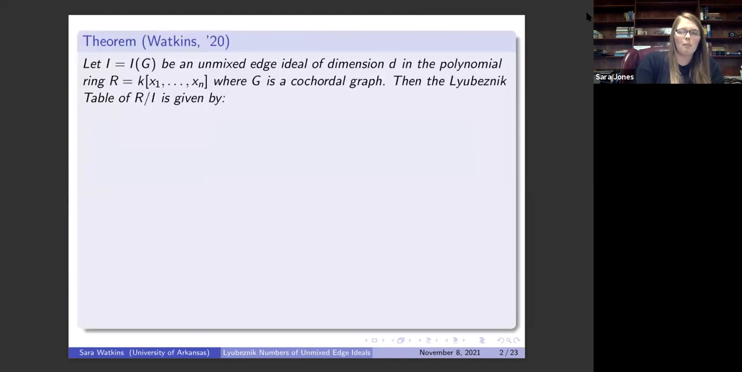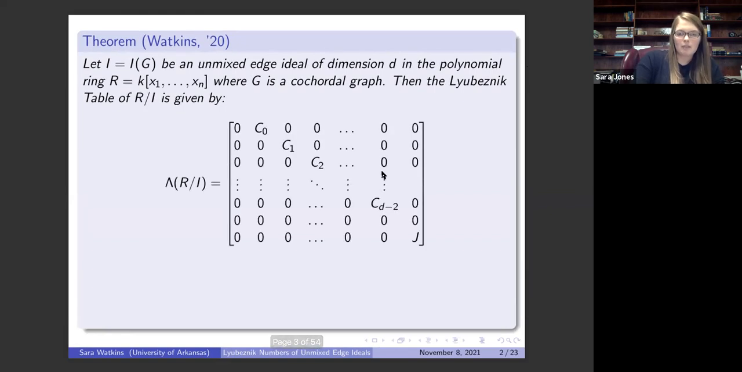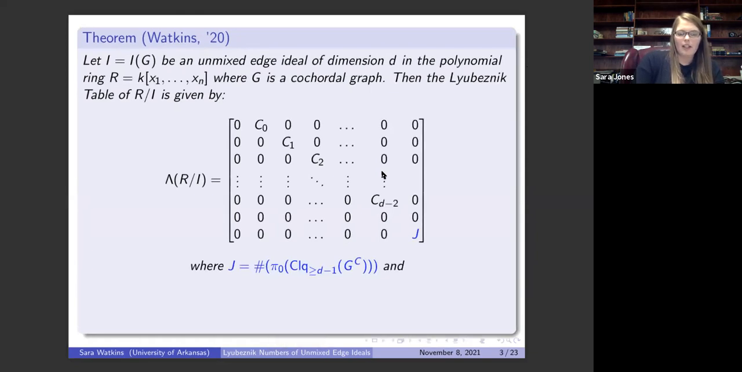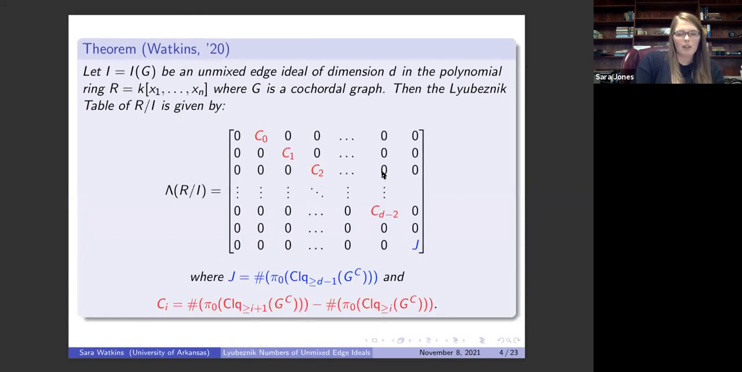We'll start off with letting I be an unmixed edge ideal of dimension D in the polynomial ring in n variables, where G is a co-portal graph, and I'll say a little bit more about that co-portal graph in a minute. Then the Lyubeznik table of R mod I is given by this matrix, where J is given by the number of connected components in the D minus 1 clique graph of G complement, and those upper diagonal entries are given by the difference in the number of connected components in these 2 consecutive clique graphs.